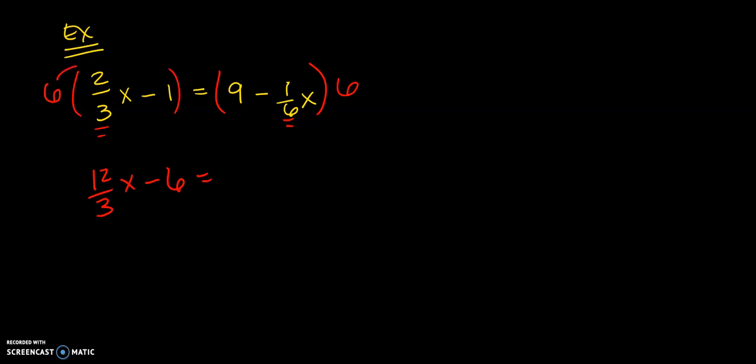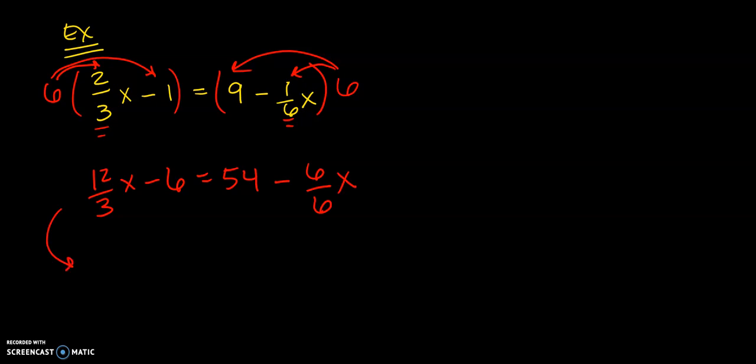Now remember, you have to distribute throughout the parentheses. Multiply the 6 or distribute the 6 throughout. 6 times 9 is 54 minus 6 over 6x. Now you can hopefully see what's beginning to happen here. 12 divided by 3 is 4, so that's 4x minus 6 is equal to 54 minus x. So in one quick step, I have removed the fractions entirely, and I'm left with a pretty basic equation at this point. Let's change our colors again.